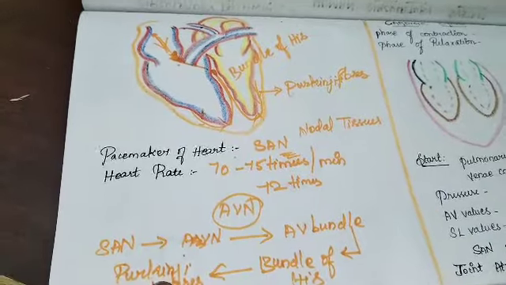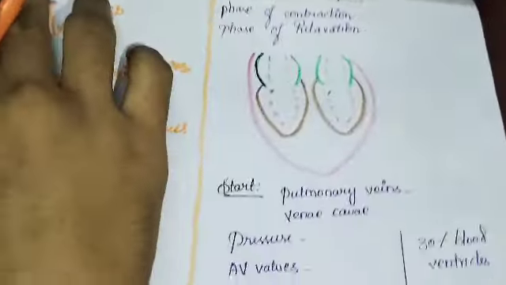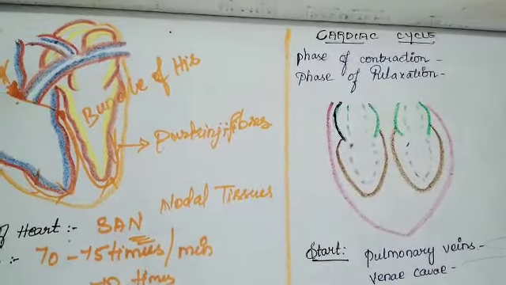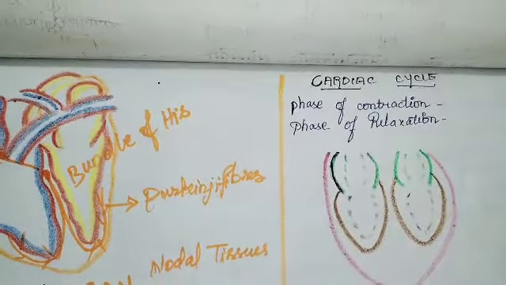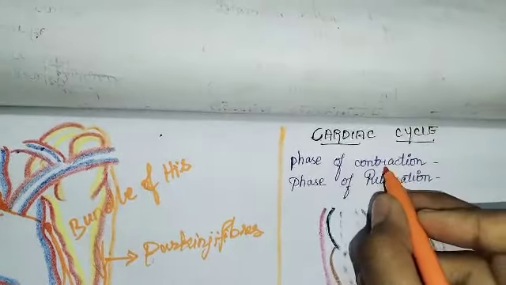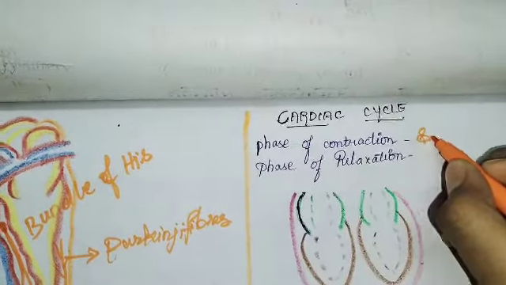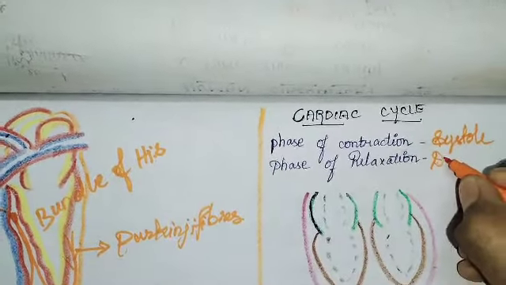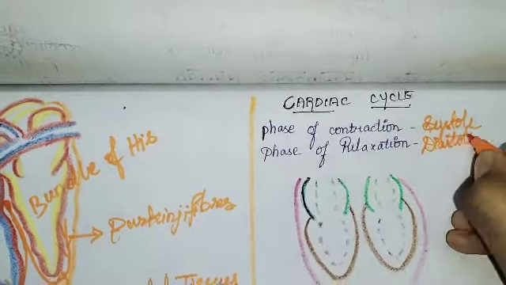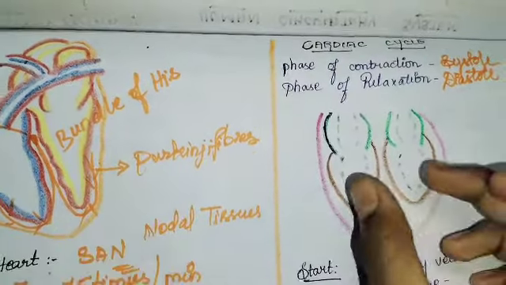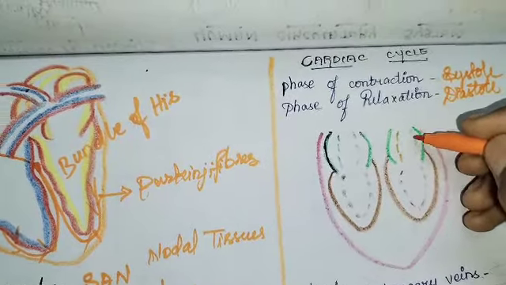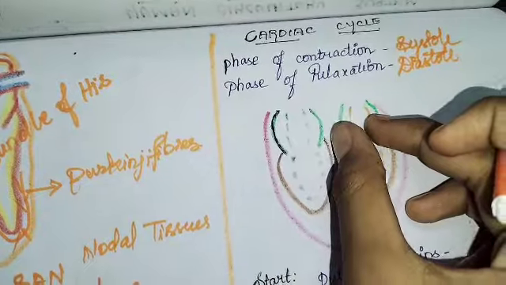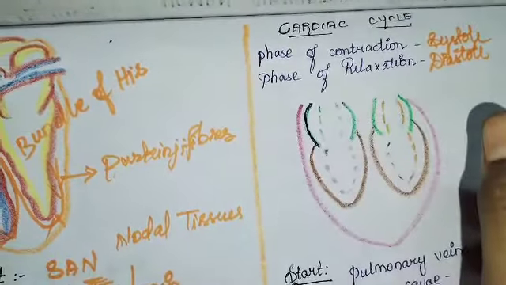Okay, we will now move on to the cardiac cycle. Now we are ready to see the cardiac cycle. We know all the terms and definitions needed to read about the cardiac cycle. Okay, the phase of contraction is also known as systole, and the phase of relaxation is also known as diastole. Now I have drawn these dotted lines. This is the contracted position of the heart, and this is the relaxed position of the heart.